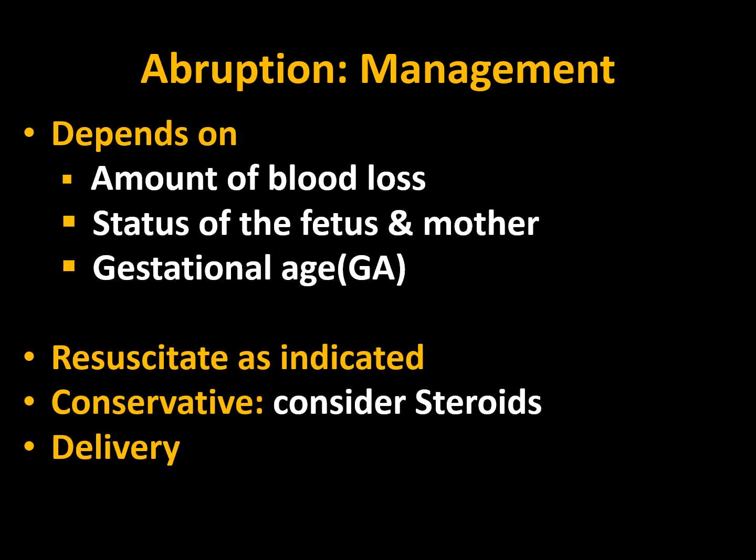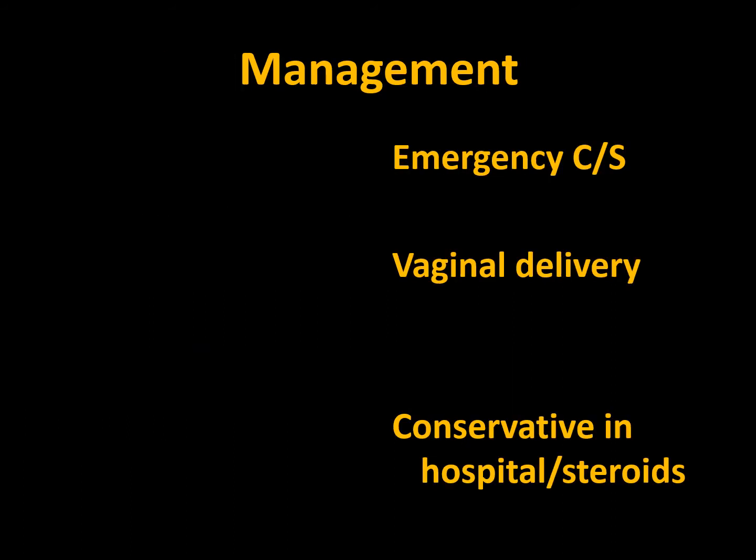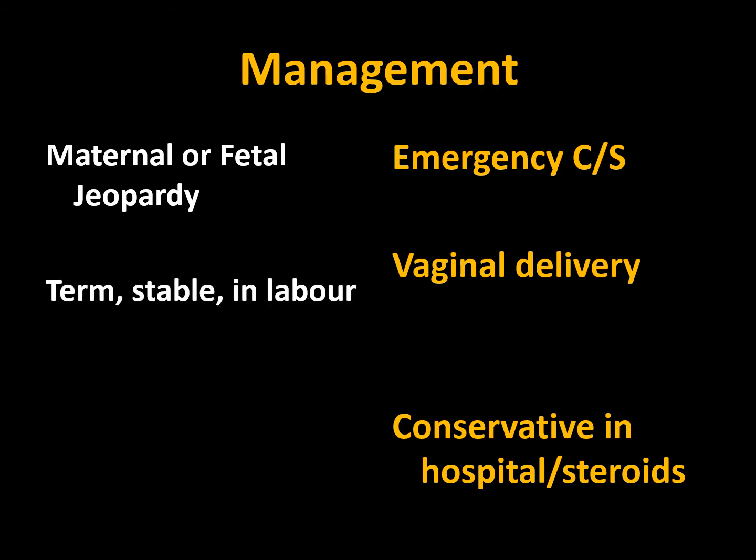Management depends on the amount of blood loss, if there is apparent bleeding, status of the mother and the fetus, and the gestational age. Always resuscitate as indicated. We have the conservative option and delivery. If there is evidence of maternal or fetal jeopardy, then we deliver by emergency cesarean section. If pregnancy is term, mother and baby are stable, or the lady is in labor, we allow vaginal delivery. If preterm and stable, admission, conservative management, and give steroids.